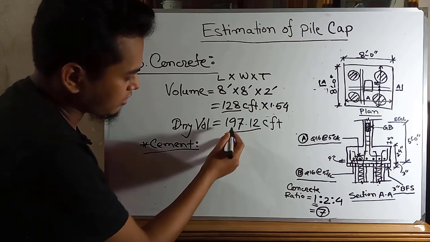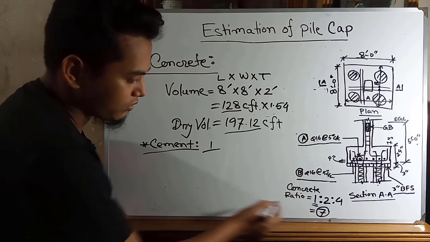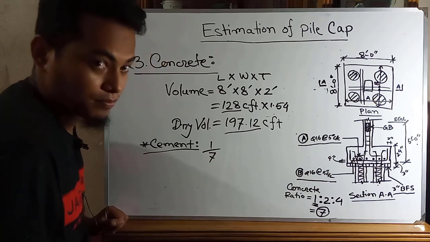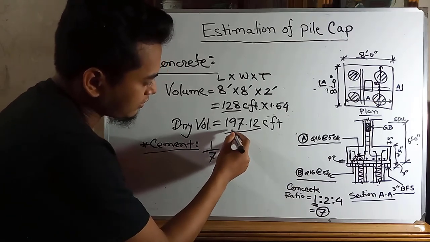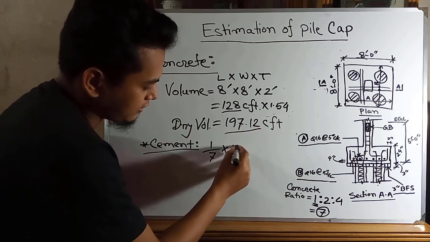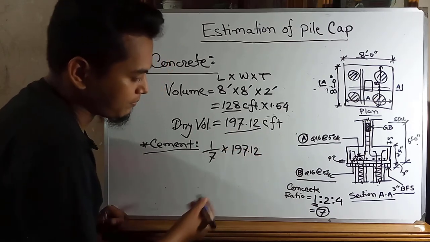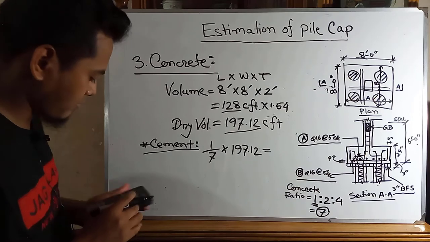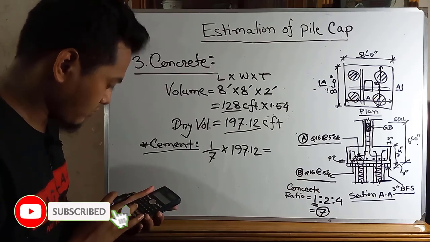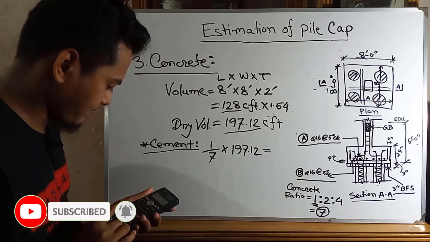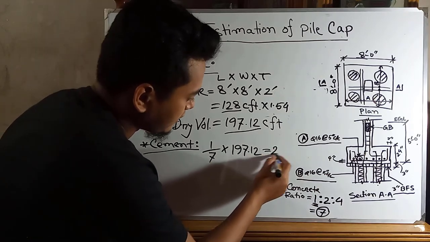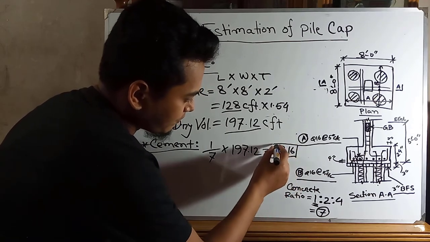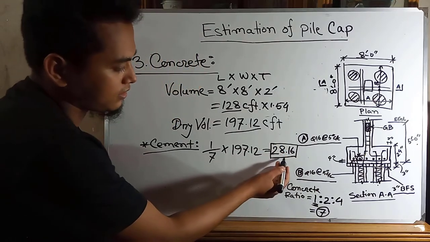Cement is equal to 1 divided by 7, okay, into this volume 197.12. Okay, so we multiply this, 197.12, okay, and we get 28.16 CFT. Okay, this is the cement volume.